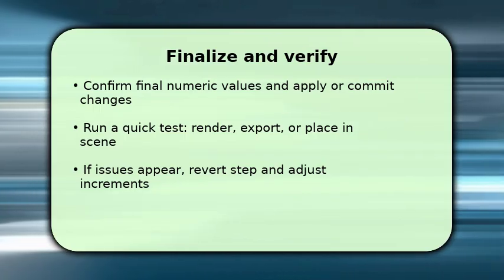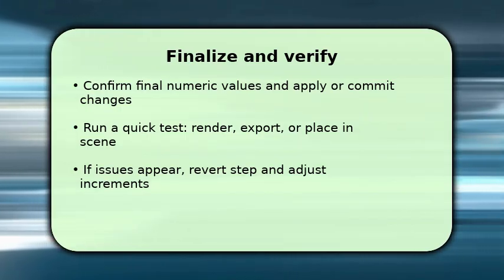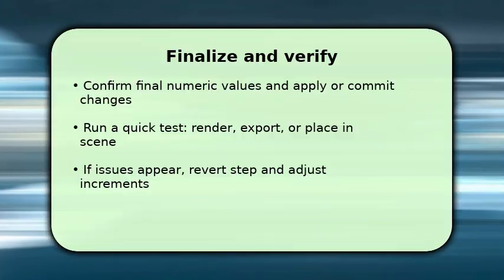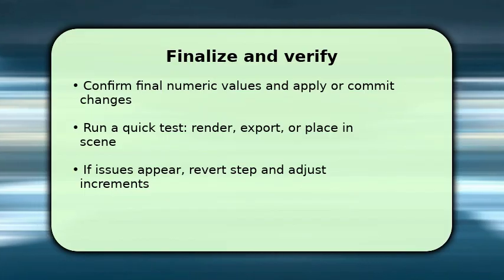If proportions look off, revert to the previous state and adjust with smaller increments. One key troubleshooting tip: if the object distorts, reset pivot/origin and repeat manual scaling with pivot centered. That usually fixes unexpected skewing or offsets.